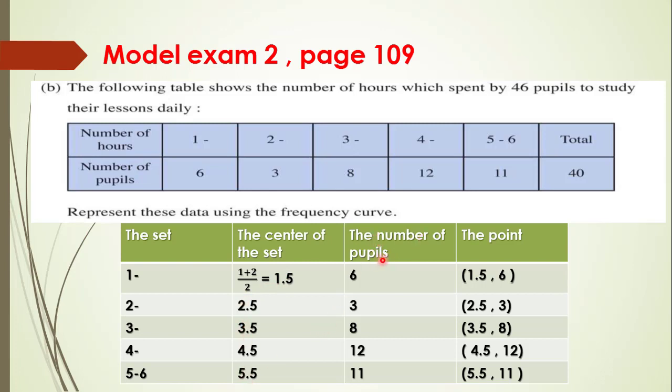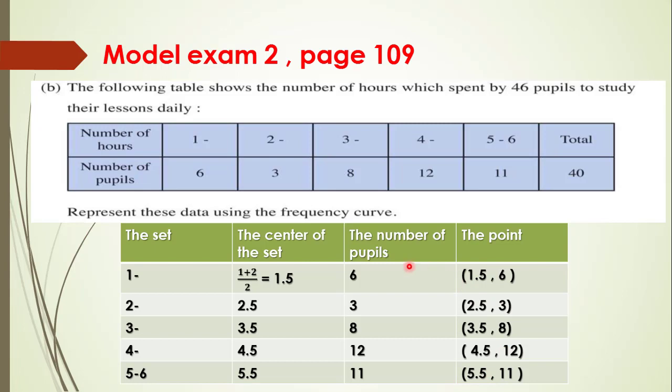Now the number of pupils or the frequency also the same as this table, 6, 3, 8, 12, and 11. Then the point will be the center of the set with the frequency or the number of pupils. So 1.5 with 6, 2.5 with 3, 3.5 with 8, 4.5 with 12, and 5.5 with 11.